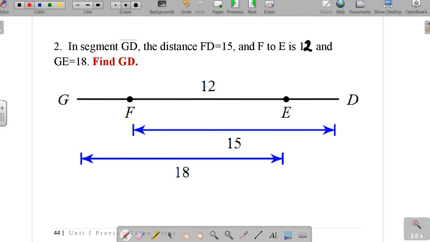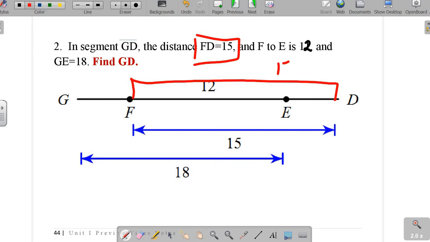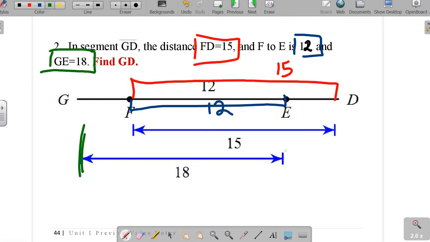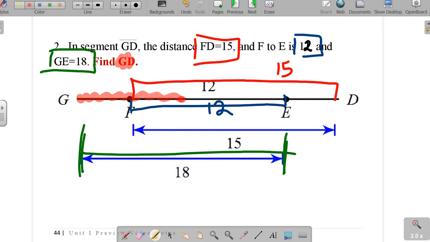The distance F to D is 15. Color code this. We're going to use a bracket because things are going to get overlapping. G to E is 18. You're being asked ultimately to find G all the way to D. Now it's very important. If you just glance at this, some people think it's just 18 plus 15 and you get a number. Believe it or not, I've actually seen this. So that's not what we do.